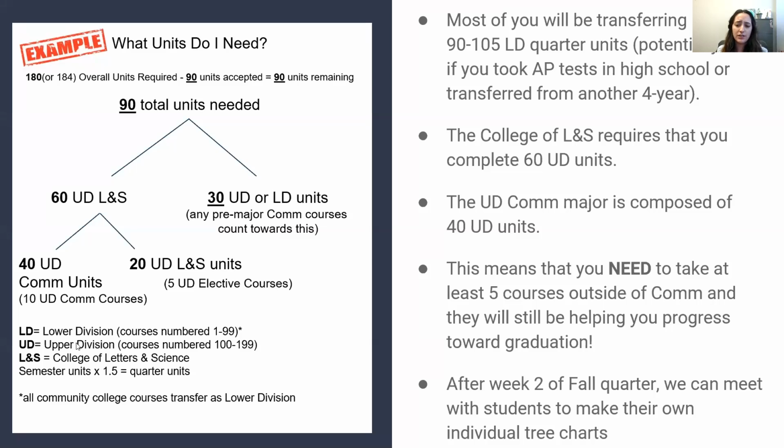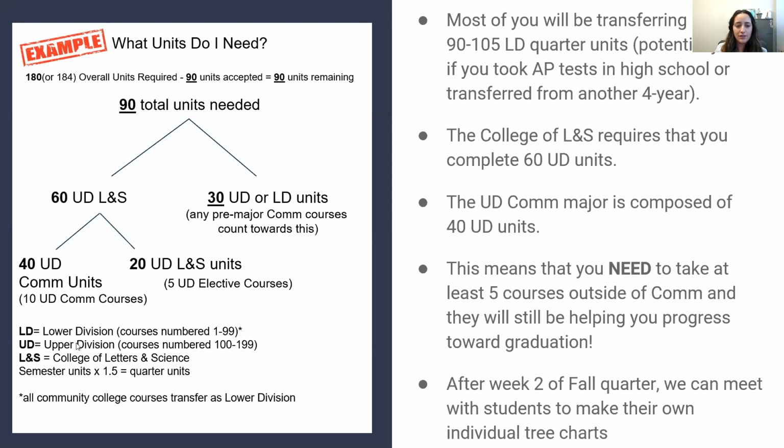The majority of our students will be transferring in with 90, but anywhere between 90 and 105 lower division quarter units, or potentially more if you did take any AP tests in high school or if you're transferring from another 4-year institution. But for those of you who are just coming from a community college, the maximum quarter units you can transfer in with is 105. Again, in this example, we have a student that completed 90 units at their previous college, leaving 90 units to complete at UCSB. That's the number here at the top.